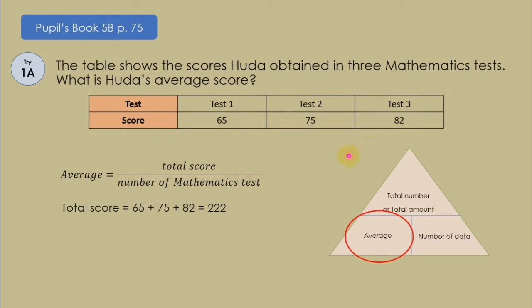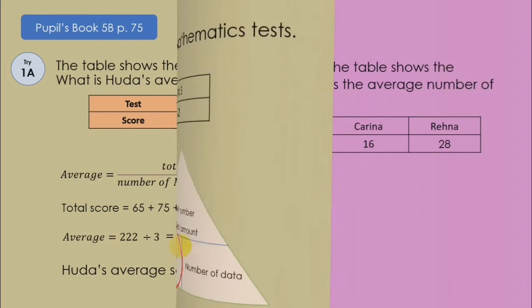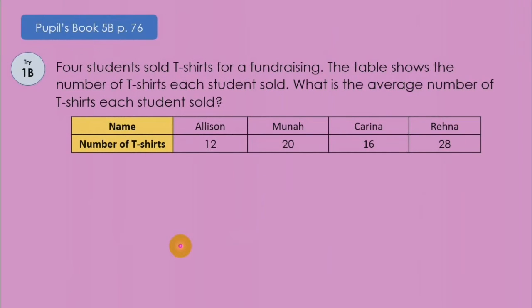So we divide 222 by 3. What is the answer? It is 74. Good job. Hence, Huda's average score is 74. Is it easy to understand? Well done.